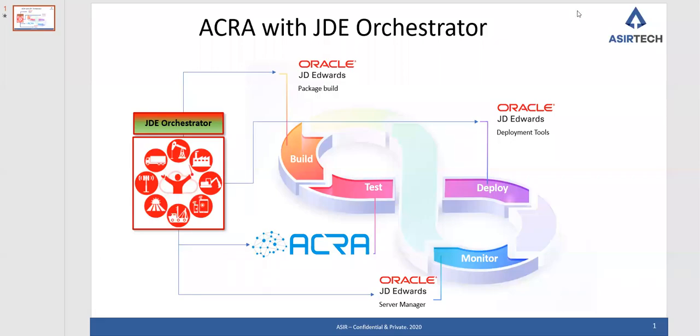This demo is about integration of Accra with JD Orchestrator. The JD Orchestrator is a web-based application which is used to create orchestrations and notifications. It supports various integrations such as integration with cloud services, third-party applications, custom programs, and more.